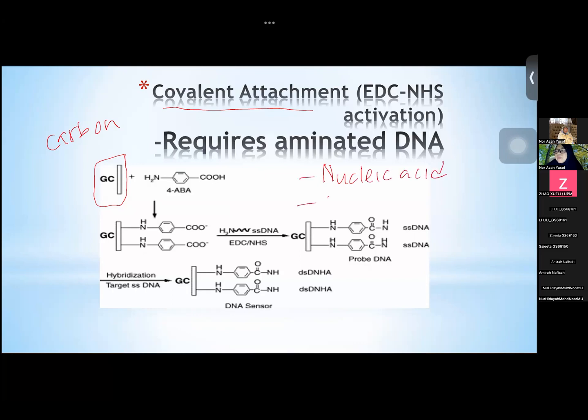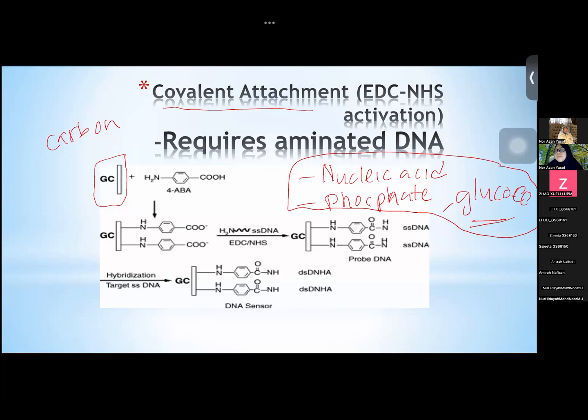They have phosphates, backbone, phosphates, and they have glucose structure. So a lot of carbon, nitrogen, and phosphates. Okay, and you want to put this thing on the surface of carbon. Okay. So how do you ensure?